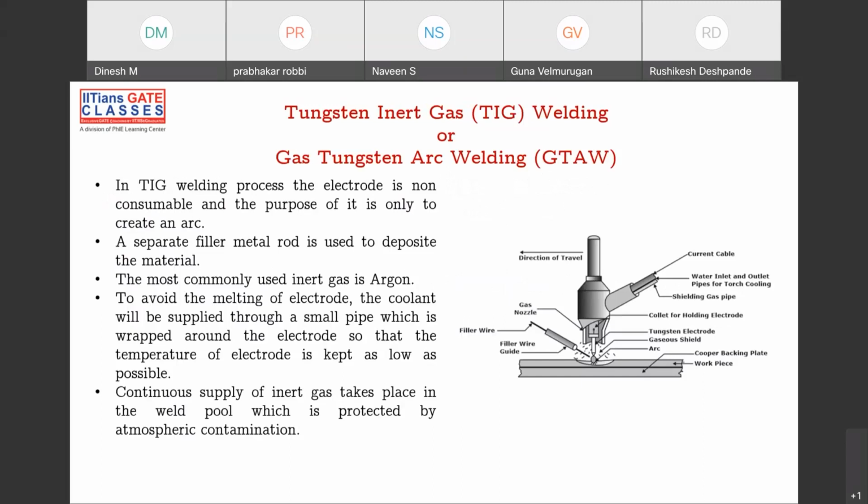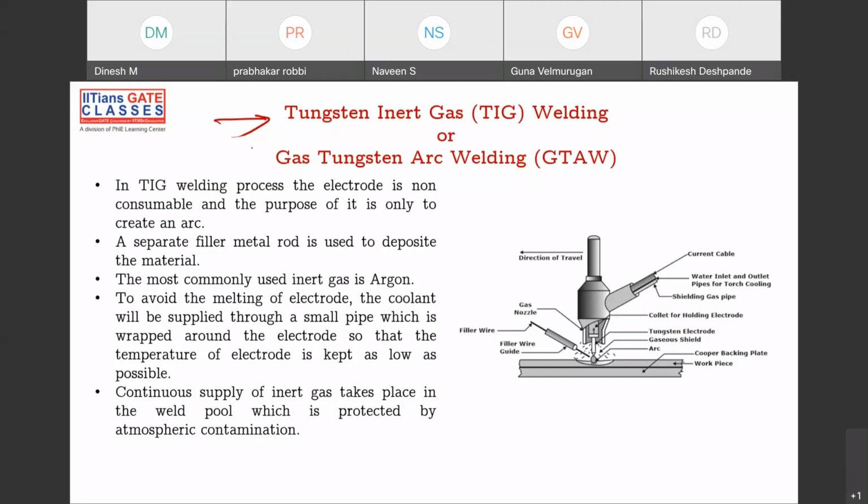So till now, what we have discussed is nothing but the basics of arc welding. In arc welding, we have different types of welding. The first one we are going to discuss is tungsten inert gas welding, not tungsten arc welding, but it is an arc welding.